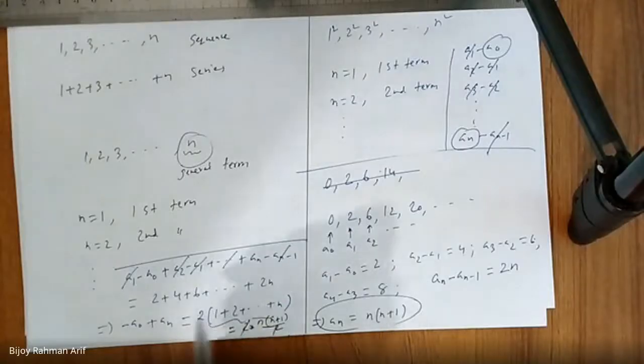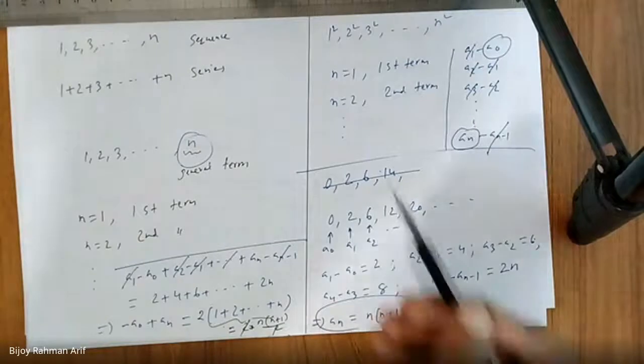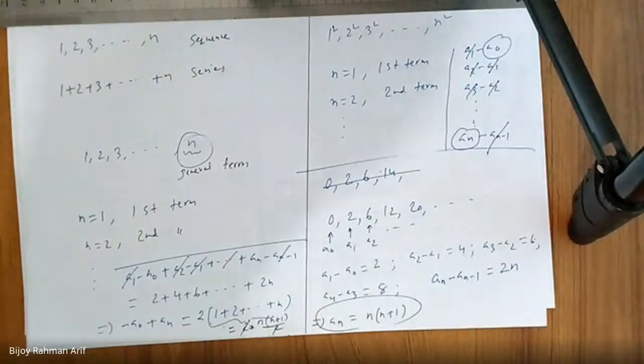Sir, could you explain the last step once more? 1 plus 2 plus dot dot dot n. We know the sum of this series. What is the sum of this series? N into n plus 1 divided by 2. So the 2 cancels out. Finally, I get A naught equal to 0. So An is nothing but n into n plus 1, and which is nothing but the general term. Did you get it?